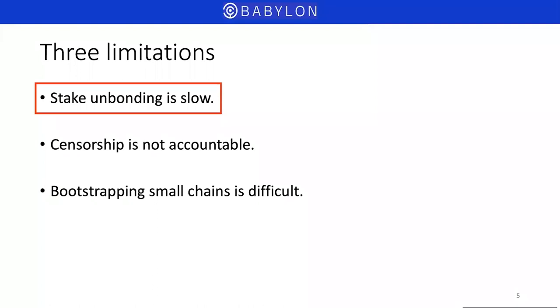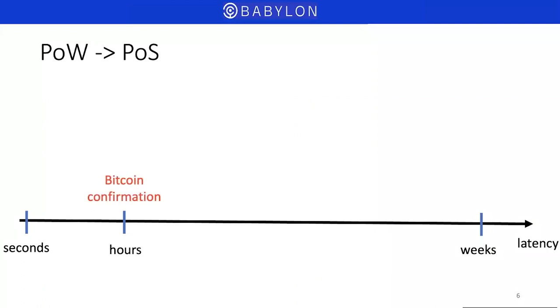Okay, so here's the deal about proof of work to proof of stake. Bitcoin is an example proof of work chain, the first proof of work chain. People say it's slow. Bitcoin confirmation takes hours. Okay, hours, slow. So proof of stake comes along and the finality is fast, seconds. So going from hours to seconds is amazing.